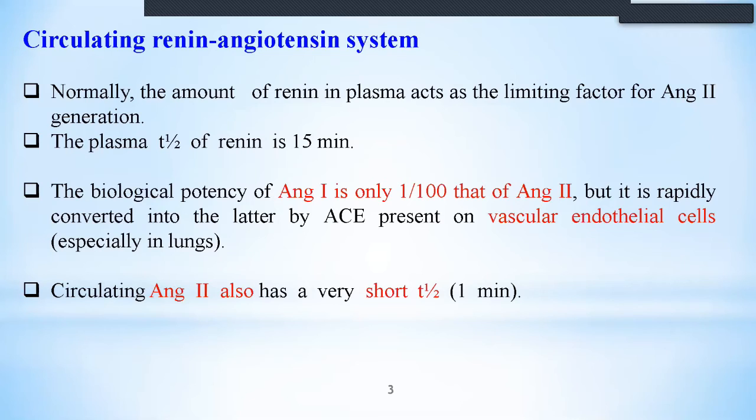But it is rapidly converted to the latter, angiotensin 2, by the angiotensin converting enzyme. This ACE is present in vascular endothelial cells, especially in the lungs. Circulating angiotensin 2 also has a very short half-life, about 1 minute. Angiotensin has a very short half-life, whereas renin has a half-life of 15 minutes.